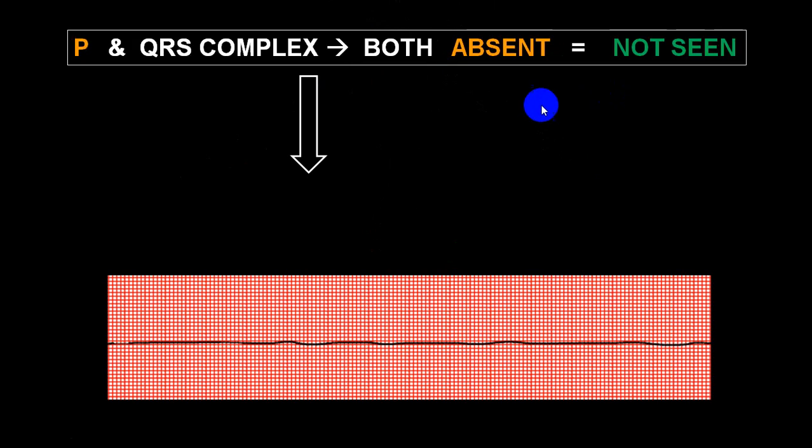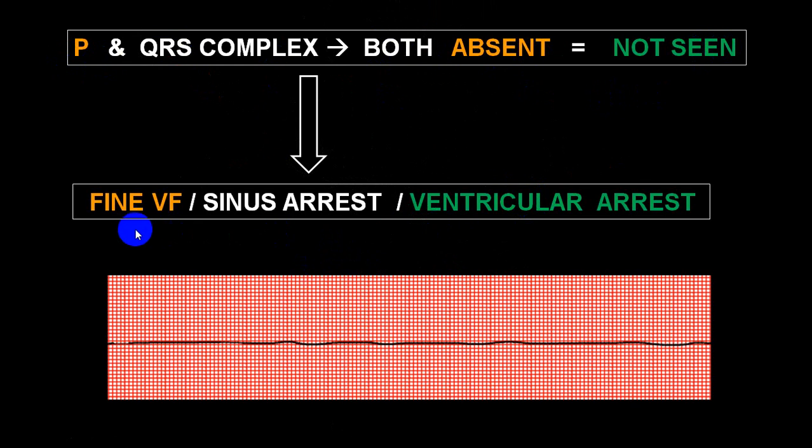Now you can see here the P wave and QRS complex both are absent. This will happen in a ventricular arrest, sinus arrest, or very fine ventricular fibrillation. But usually ventricular fibrillation will have a little electrical activity. This is typical of sinus arrest or ventricular arrest. If it is following a ventricular complex, we call it ventricular arrest. If it is following a sinus complex, we call it sinus arrest. And if you can't find out what it is, you can use the word cardiac arrest also.